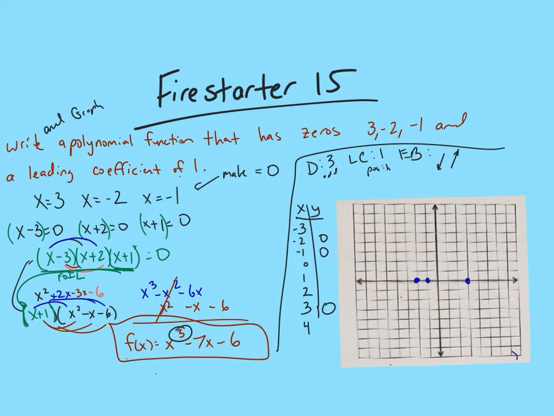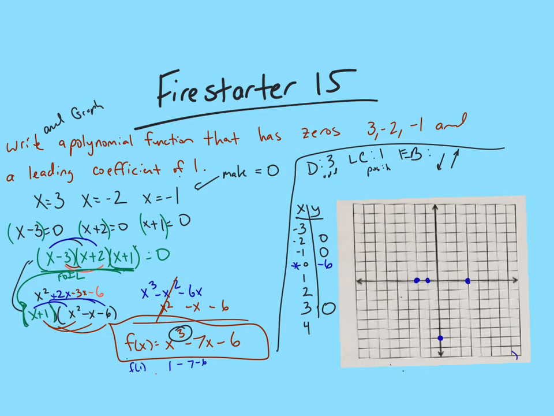Now I'm going to pick some of these points. You don't have to pick all of them. I would definitely pick 0. 0 is going to be very easy. I plug it in to my equation. 0 is going to give me -6. All right, so I already know 0, -6 is a point. Let's say you want to pick 1. I'm going to plug 1 in for x. So I'm going to have 1 cubed minus 7 minus 6. It's going to be -12.